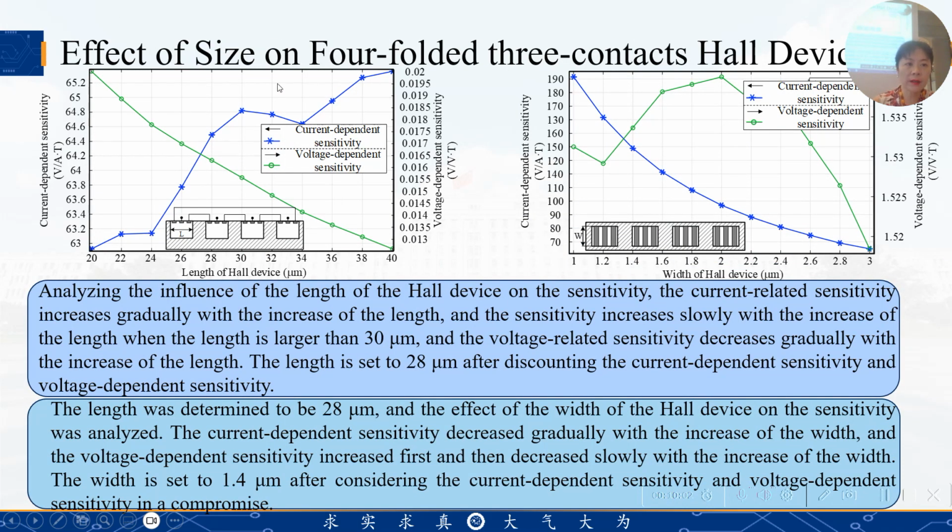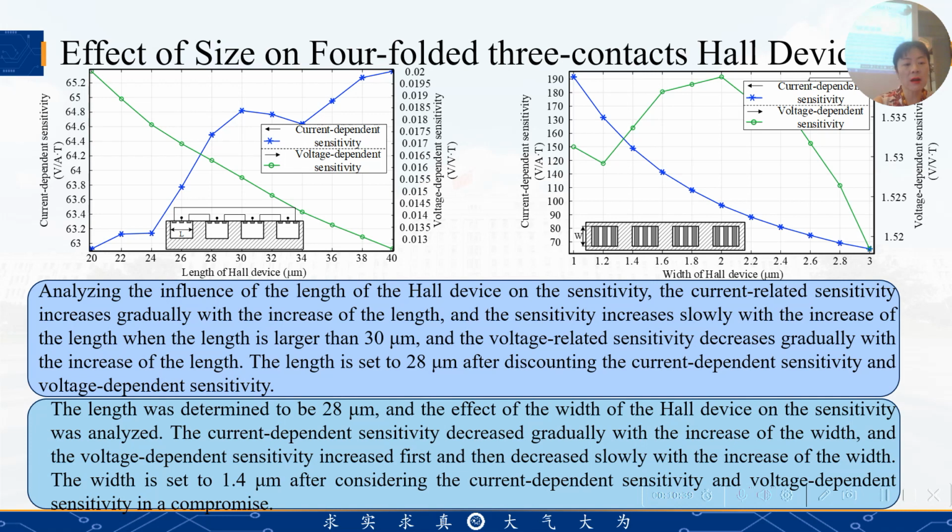And this is the effect of size on the four-folded three-contact Hall device. We analyze the influence of the length of the Hall device on the sensitivity. The current-dependent sensitivity increases gradually with the increase of the length, and increases slowly when the length is larger than 30, and the voltage-dependent sensitivity decreases gradually with the increase of the length. So the length is finally set to 28 after considering the current-dependent sensitivity.